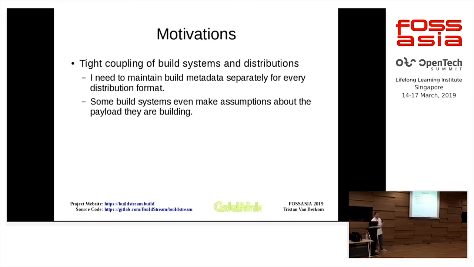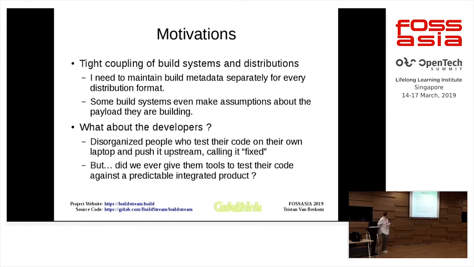So I'm going to skip over this because it's basically the same thing. Tight coupling of build systems and distributions means that we have this build system, but it's only made to build this, and I can't use it to build that, basically, because it's ingrained and built together, and it's not flexible.